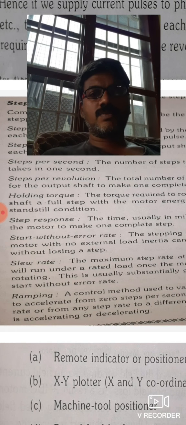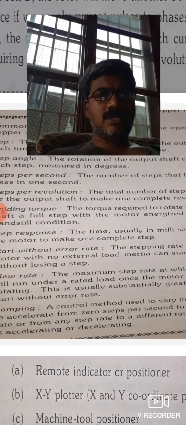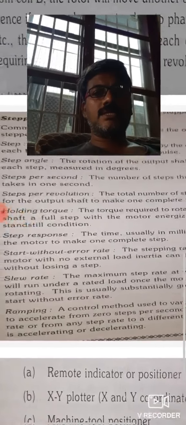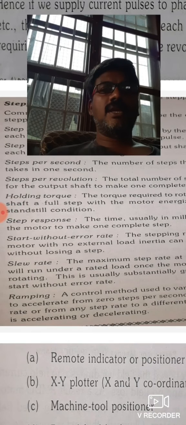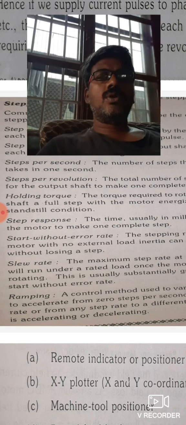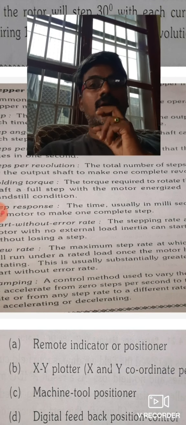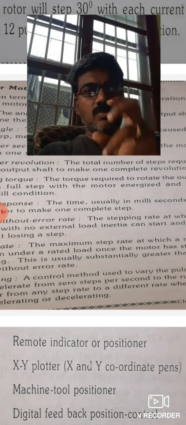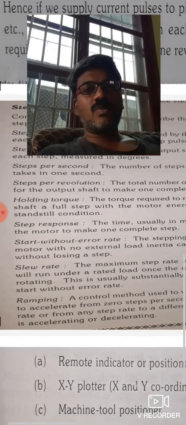What is the step response? The time, usually in milliseconds, for the motor to make one complete step. Step response is generally measured with respect to time. What is the time taken by the motor to complete one step? That is known as step response. The time, generally in milliseconds, taken by the motor to complete one step is known as step response.